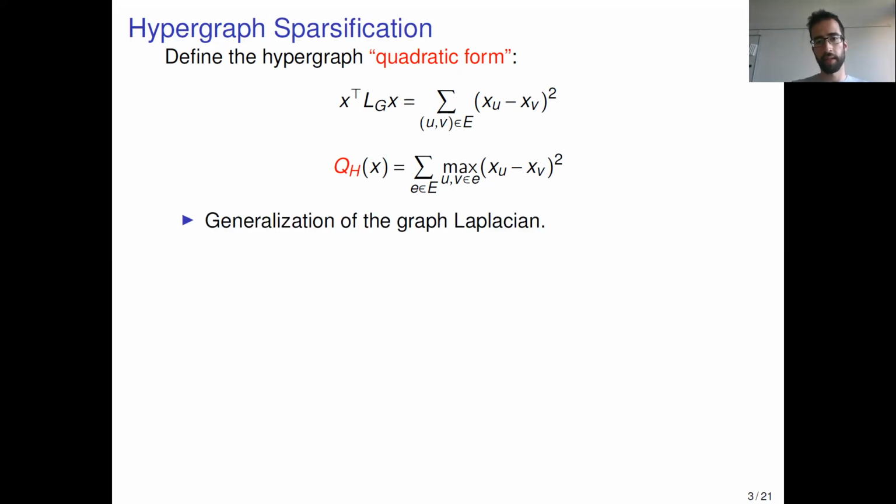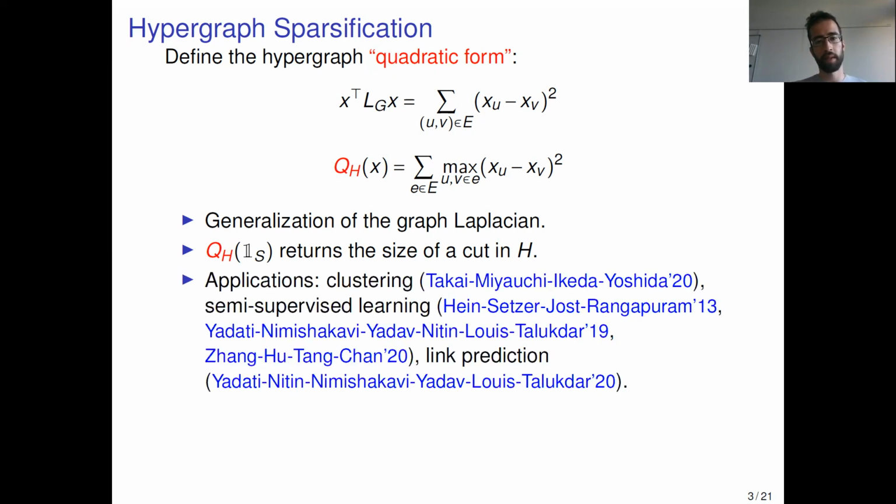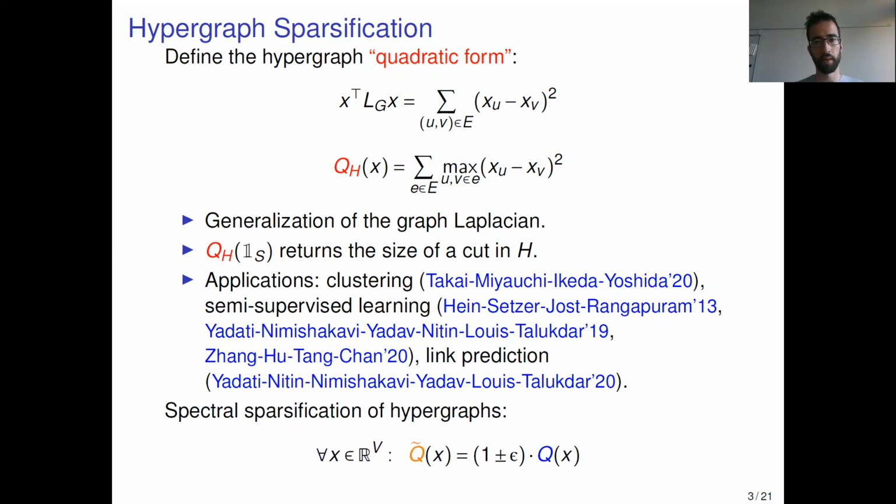For example, it generalizes the ordinary graph Laplacian. It also contains the cut structure of the hypergraph. So you can just query this function at an indicator vector for a set, and you will get the size of the corresponding cut. It has many applications and has been highly studied in recent years. And so based on this, one can define the notion of a hypergraph spectral sparsifier by just saying that this quadratic form of the sparsifier should be approximately the same as the quadratic form of the original hypergraph.